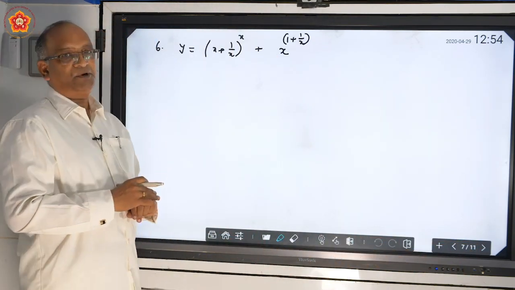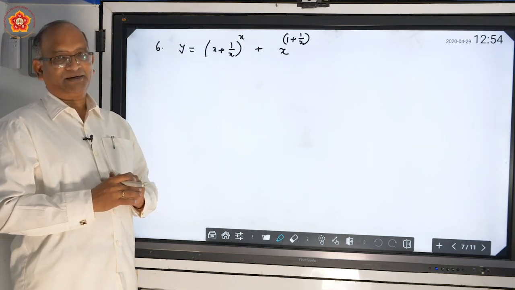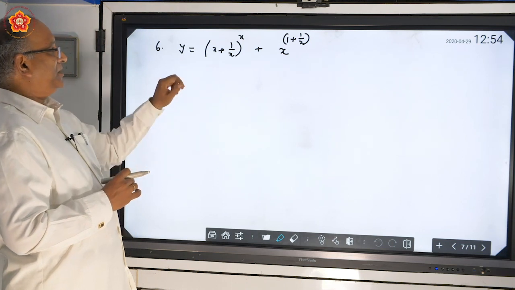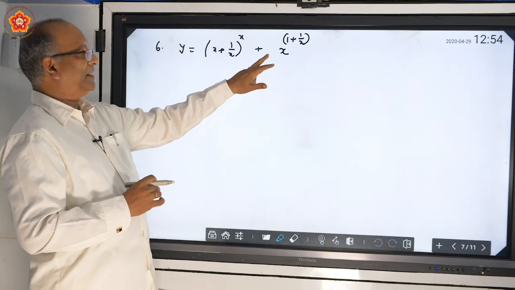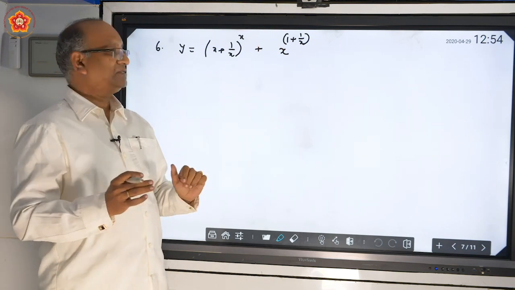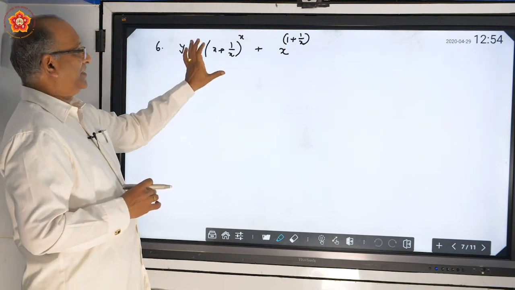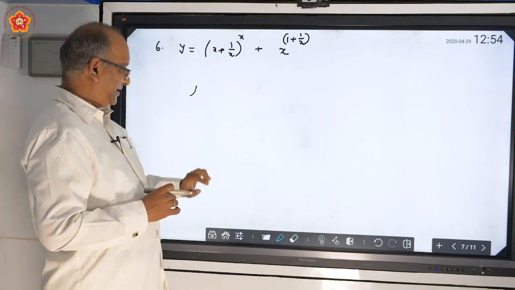Let us look at this problem. When you look at the problem, it looks very complicated. Why? Because we have (x plus 1 by x) to the power x, that is quite simple, but here we have x to the power 1 plus 1 by x. So how do we solve it? We take this independently as u and this independently as v.